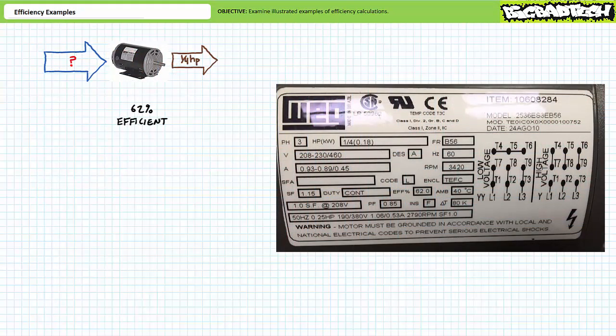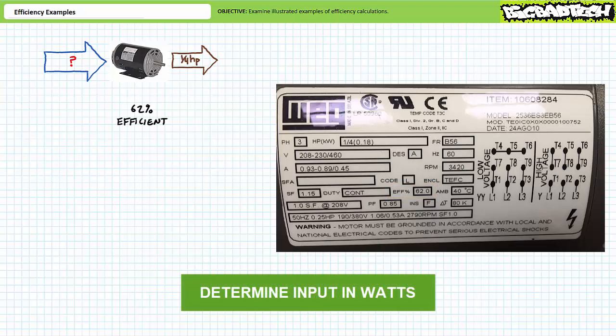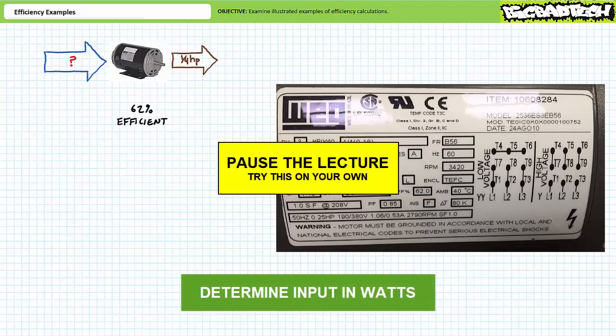Our next example features a motor with the following nameplate information. At the rated condition, the motor is known to produce 1/4 horsepower of usable mechanical power output and operates at an efficiency of 62%. See if you can determine the required input in units of watts. By all means, pause the lecture and try this on your own.